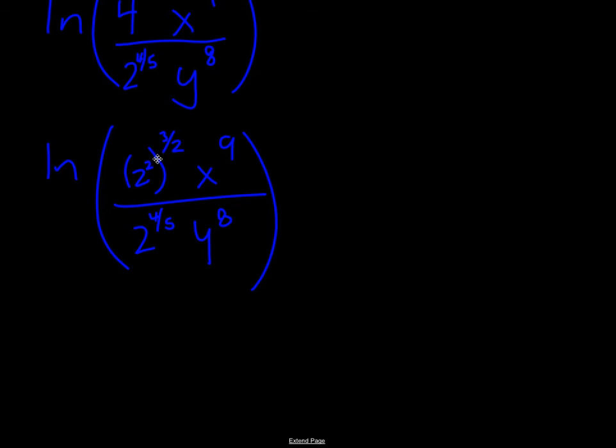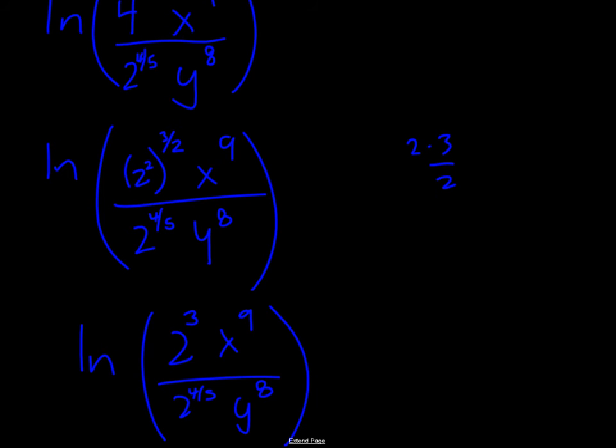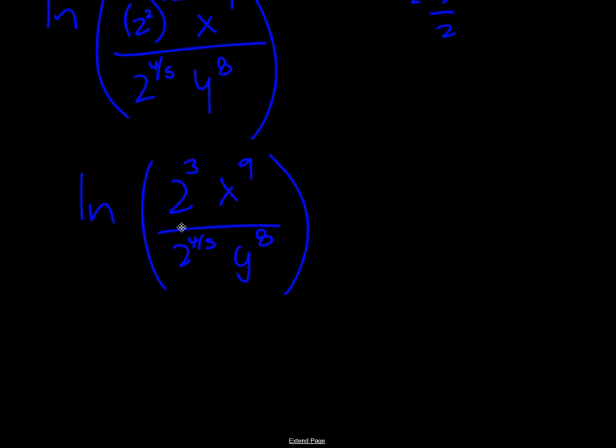Okay, I'm getting closer. Let's multiply this stuff. So that would just be 2 to the 3rd on the top. So ln of 2 to the 3rd, right? 2 times 3/2, is that right? 2 times 3/2. Yeah, those cancel, 3. x to the 9 all over 2 to the 4/5 y to the 8. So now I've got common bases, these two right here. Notice it's within these brackets. I am taking the logarithm of this, but within the brackets I can do operations. So if I have common bases, I have to subtract their exponents.